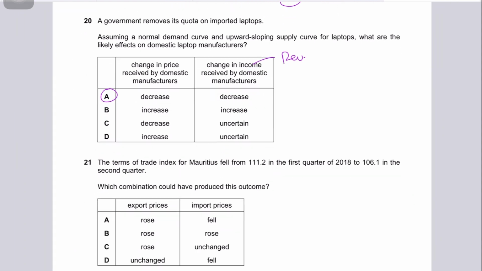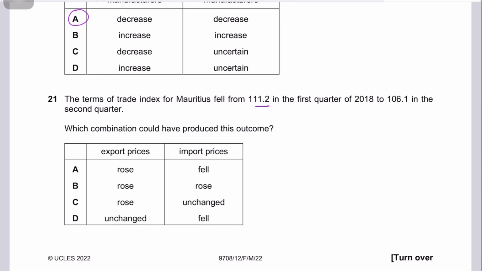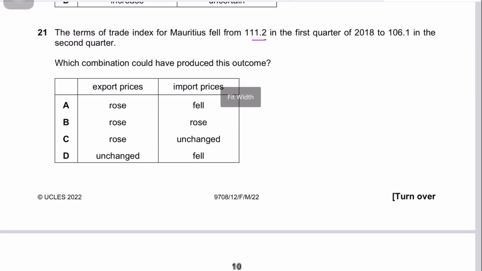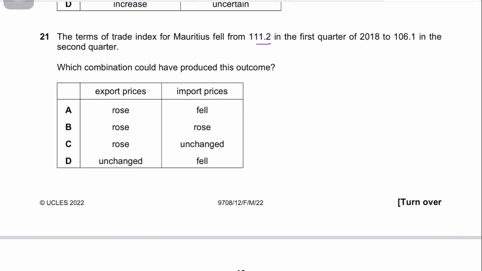Question 21 is talking about terms of trade. It says the terms of trade for Mauritius fell from 111.2 in the first quarter to 106.1 in the second quarter. Which combination could have produced this? So basically terms of trade are falling. What are terms of trade? Terms of trade are the index of export prices over the index of import prices times 100. That's what terms of trade are. So TOT in quarter 1 was 111.2, TOT in quarter 2 is 106.1. Terms of trade are actually worsening, they are deteriorating.